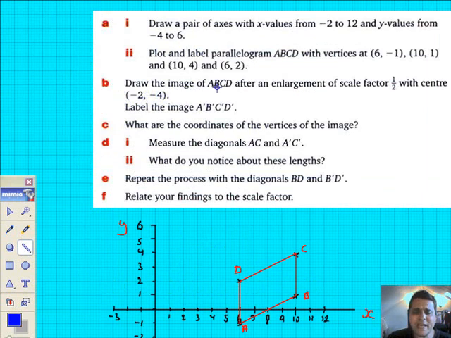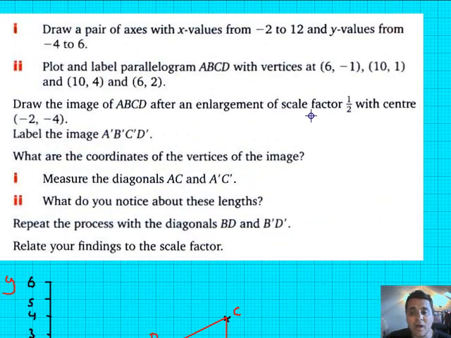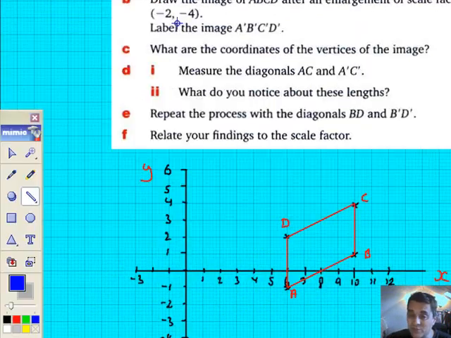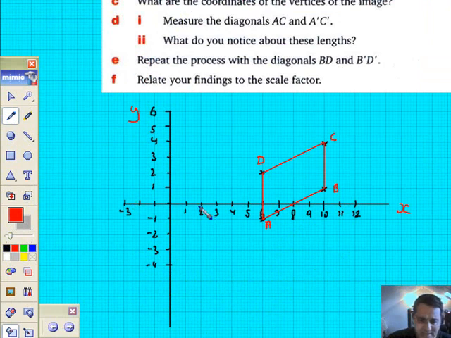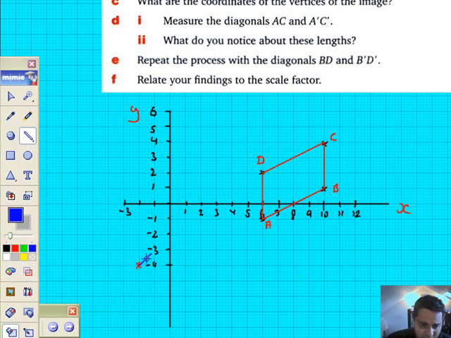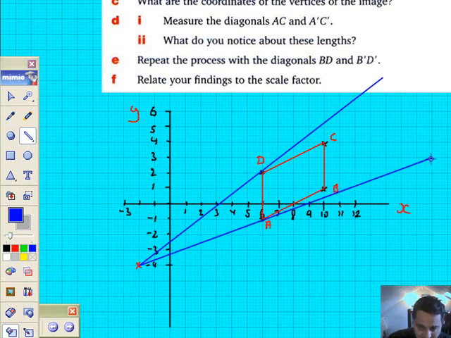It says draw the image of ABCD after an enlargement to scale factor 1/2 with centre -2, -4. Okay, so let's first identify this centre. -2, -4 is right there. Now remember the trick, you try and pass through each vertex provided it doesn't get too messy, and then we just extrapolate backwards, if I may use that fancy maths word, extrapolate. So let me just do that.